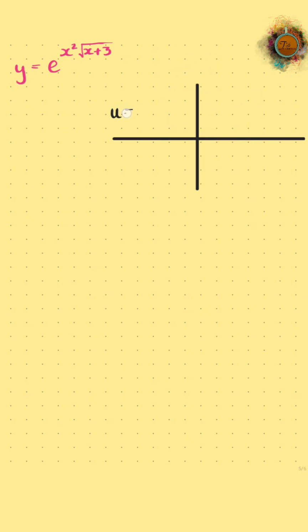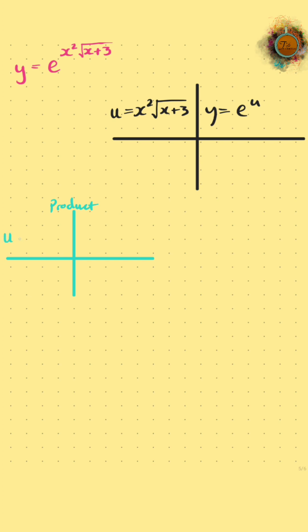We're going to say that u equals x squared root x plus 3, y equals e to the u. Okay, so far so good. We're going to have to differentiate this. Differentiate that, we're going to have to set up a different thing. We're going to call it the product rule in order to differentiate what's going on there. And the product rule says that we have one function, but it's being multiplied by another function, v. Again, we're not going to square root that. We're going to write that as x plus 3 to the half.